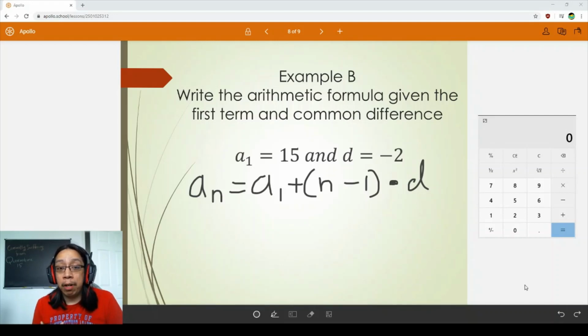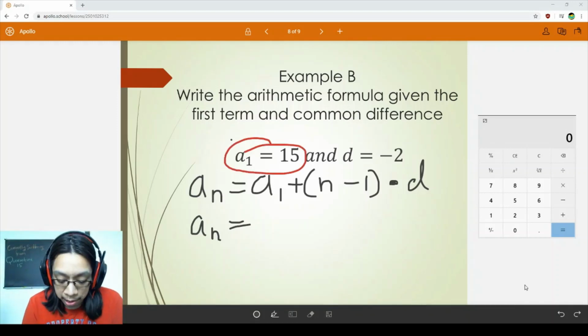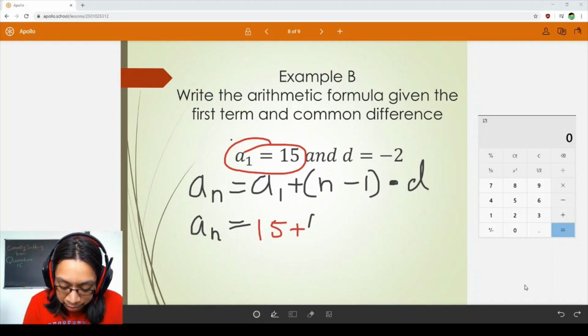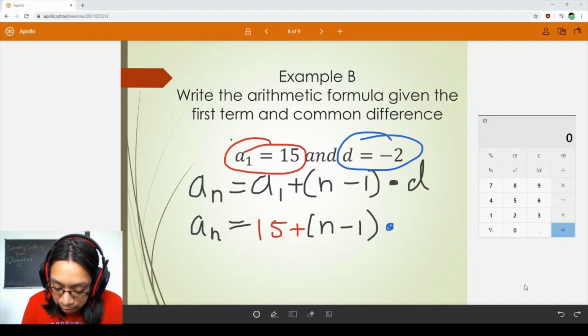In this particular problem, notice that they already gave us what a1 is equal to, and they already gave us what d is equal to. So guess what? All you have to do from here is just plug it in, and then we're going to simplify. Check it out. So here's a sub n. We're not going to touch that. They tell you that a1 is 15. So that means we're going to go ahead and plug in 15 there. Plus, we're going to keep this the way it is, n minus 1. They tell you that d is negative 2. So we're going to go ahead and plug in a negative 2 here, times negative 2.